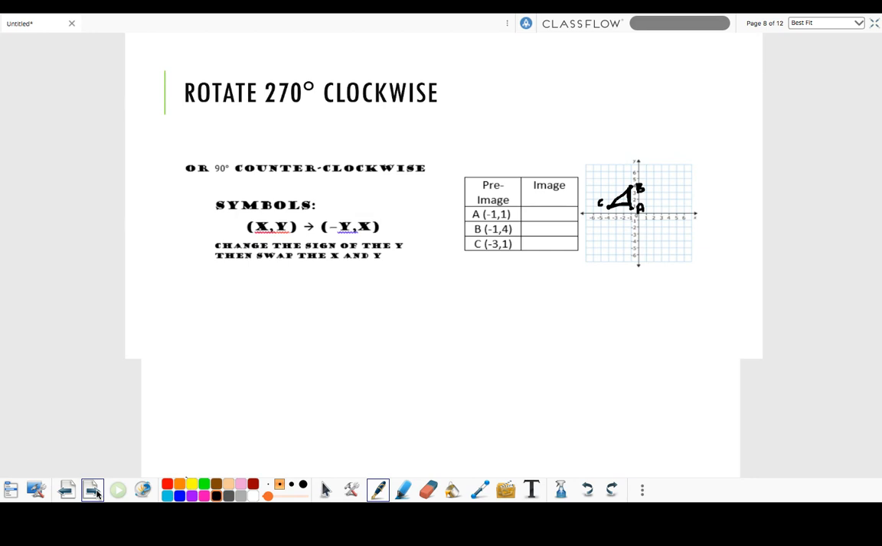And then our last shape that we're doing is a rotation of 270 degrees clockwise, which is the same as 90 degrees counterclockwise. So we think about our coordinate plane. If we were starting here, 270 degrees clockwise would put us here. 90 degrees counterclockwise would put us in the same spot. So no matter which way you go, it means the same thing.